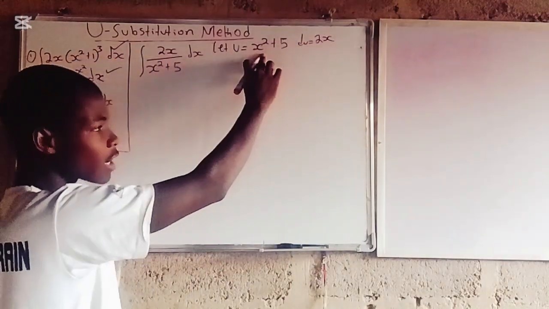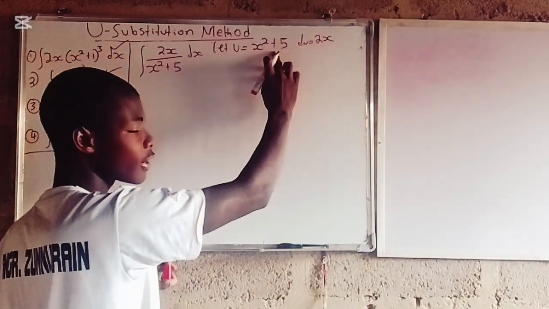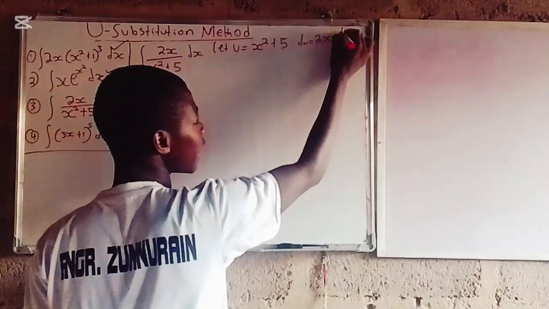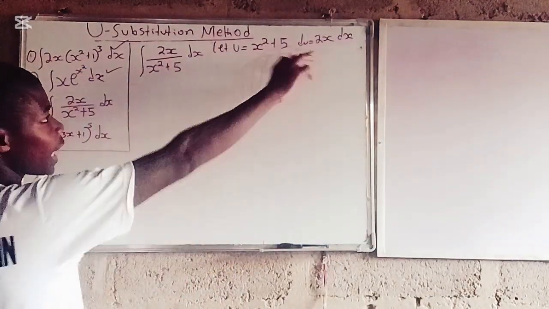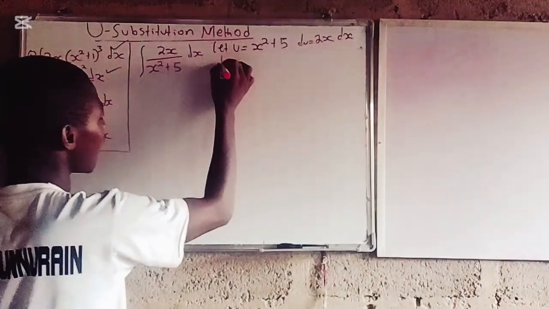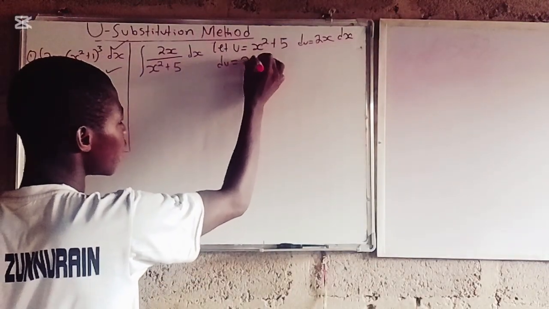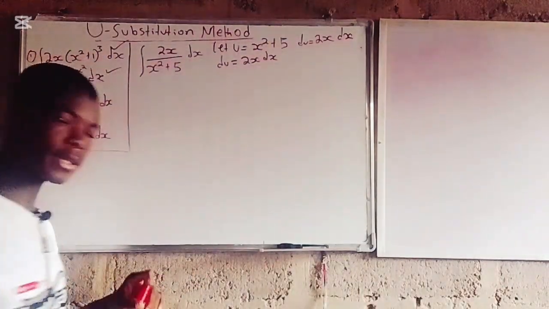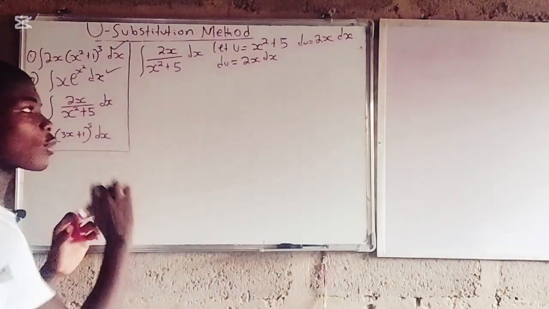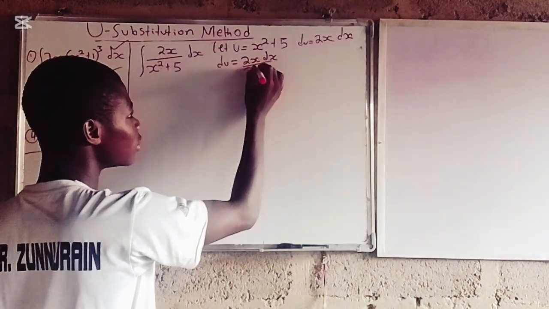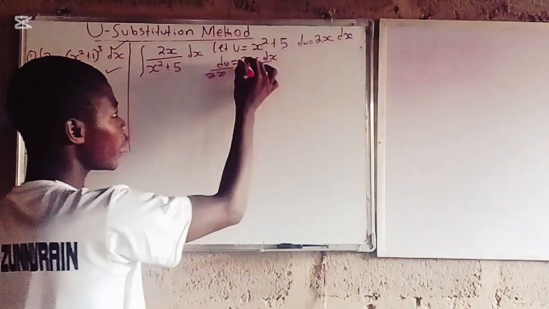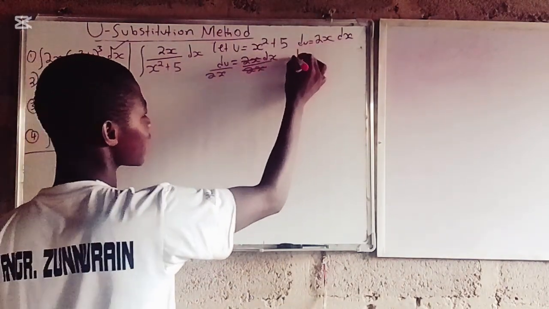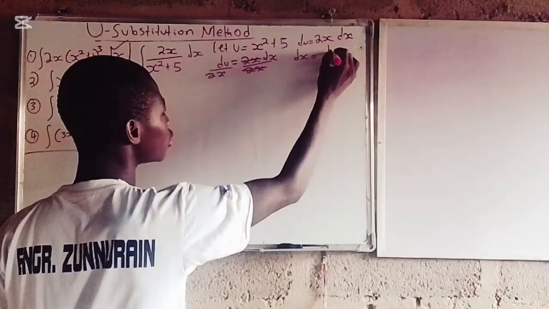If I differentiate x squared, I will get 2x. Differentiate the constant, I will get 0, and I have to put dx. So I have to find dx. If du equals 2x dx, I have to divide both sides by 2x. This is 2x, this is 2x. When 2x cancels 2x, dx should now be du by 2x.